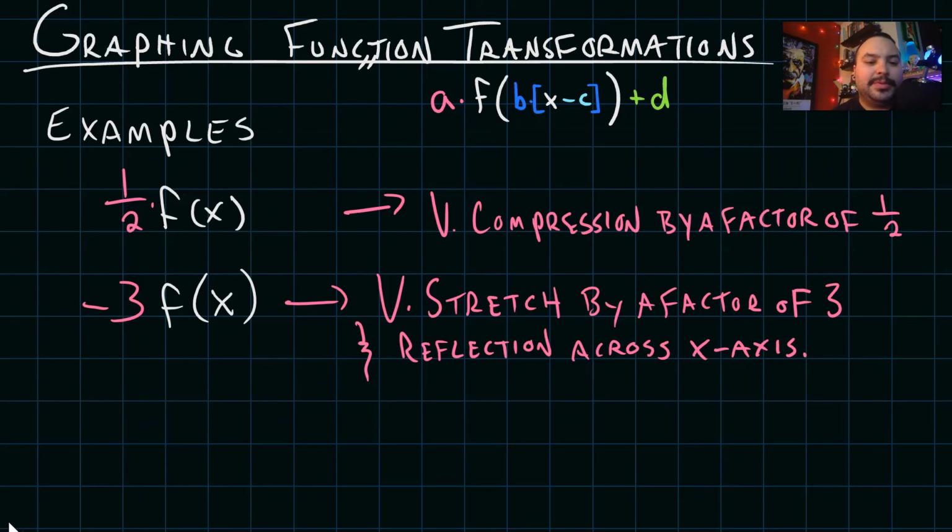So in these next couple of examples, we have examples of a being multiplied with f of x. If I have 1/2 times f of x, we say that's a vertical compression by a factor of 1/2. And if we have, in this case, a -3 times f of x, this is actually 2 separate transformations. One of those transformations is a vertical stretch by a factor of 3, since a is equal to 3. But since it's a negative, the negative on its own is its own transformation. This is a reflection across the x-axis.